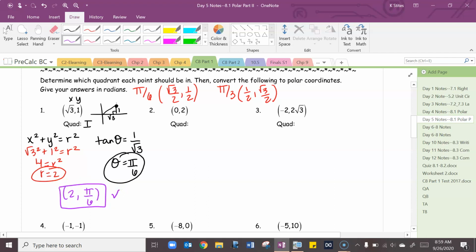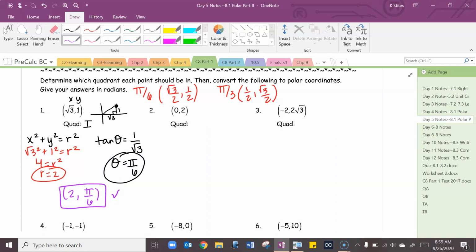Okay. And it is in quadrant 1. With these types of problems, once you find your point, you must always check to make sure it's in the correct quadrant. Okay, and we'll get to why that happens or doesn't happen when we get to one like that. Okay. All right, (0, 2).